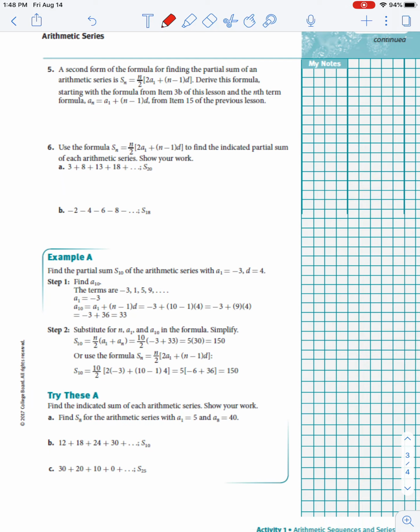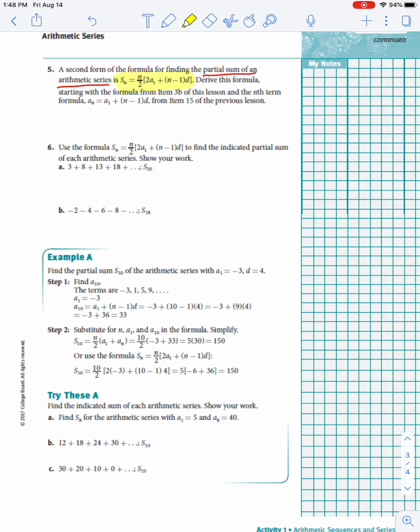So, number 5. Okay, that's what we're going to talk about. It says a second formula for finding the partial sum. So we're doing partial sum again of an arithmetic series, is now new. This formula looks similar. You're going to see some things that are the same.